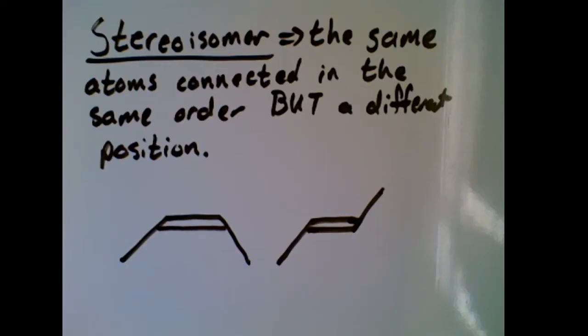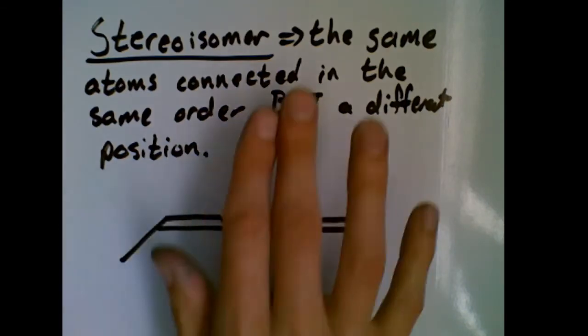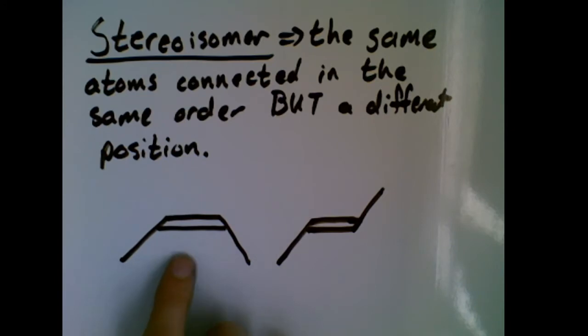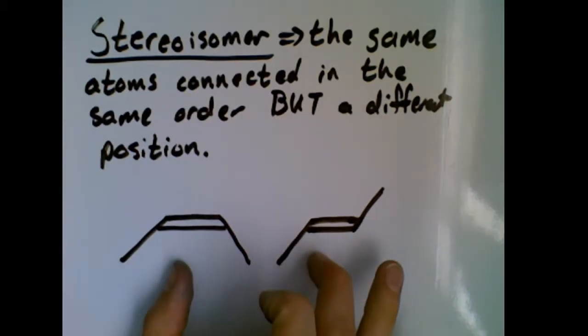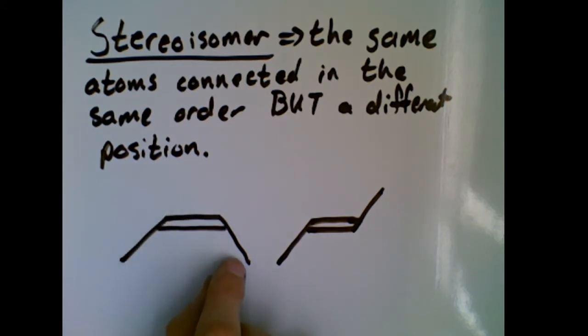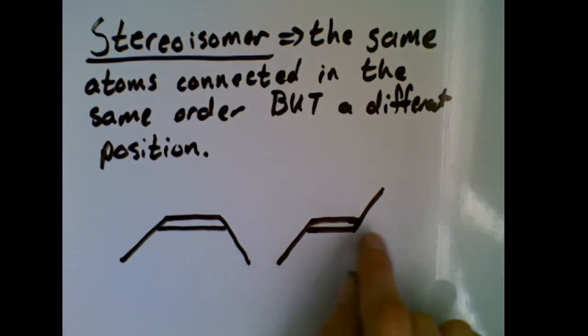Cis 2-butene and trans 2-butene are what we call stereoisomers. And stereoisomers you get with something like a double bond, where you have the same atoms connected in the same order, but in a different position. So that's what we mean when we talk about stereoisomers: having the same atoms, the same order, but a different position. So cis 2-butene and trans 2-butene are great examples because you have the same atoms, CH3, CH2, CH2, CH3, CH3, CH2, CH2, CH3.